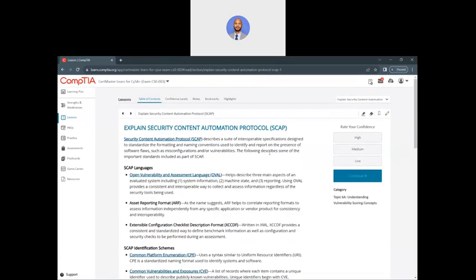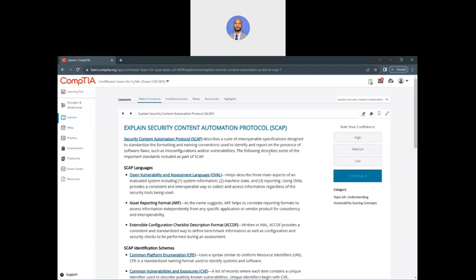All right. So, security content automation protocol. This is a suite of interoperable specifications designed to standardize the formatting and naming conventions used to identify and report on the presence of software flaws, such as misconfigurations and/or vulnerabilities. Essentially, look at it from a perspective of how do other systems, other organizations, and other professionals understand what you, as a compliance manager or a security professional, are trying to say out of the results of a vulnerability scan.